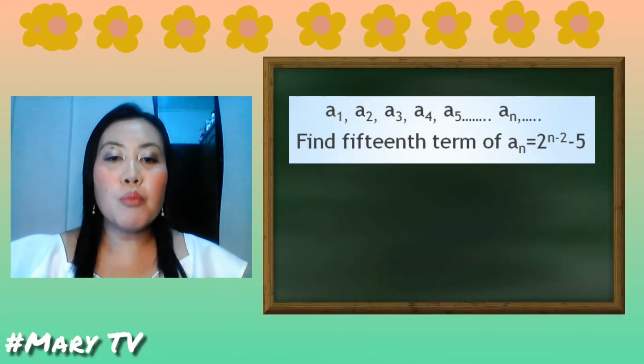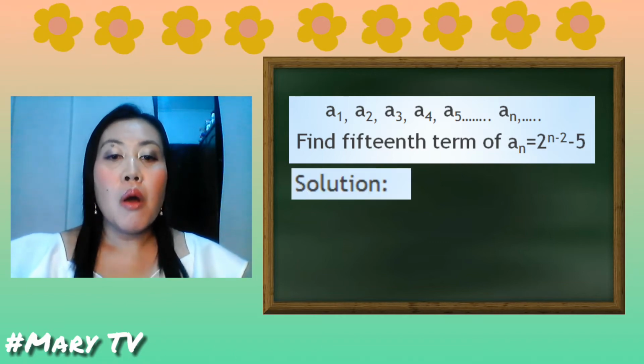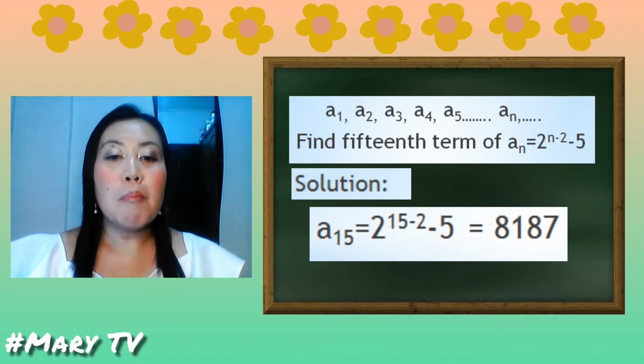Let's have another example. Given a sub 1, a sub 2, a sub 3, a sub 4, a sub 5, ellipses, up to a sub n, ellipses, find the 15th term of a sub n, which is equal to 2 raised to n minus 2, minus 5. For the value of n, which is equal to 15, a sub 15 is equal to 2 raised to 15 minus 2, minus 5, which is equal to 8,187.